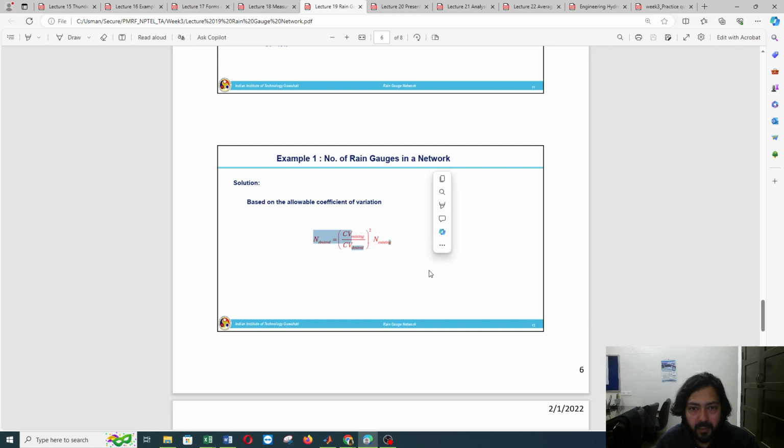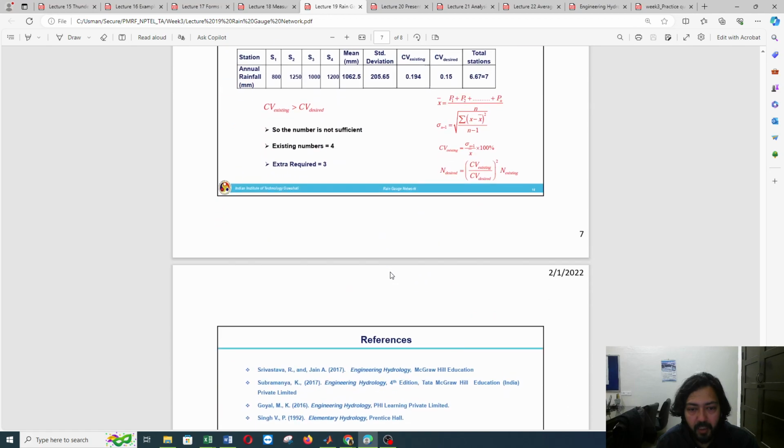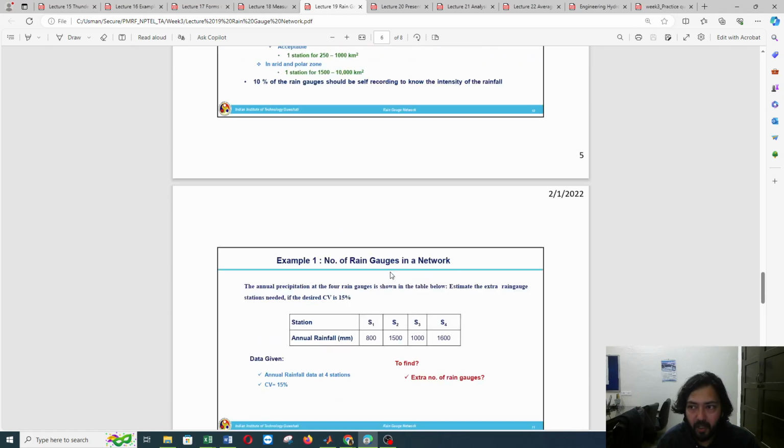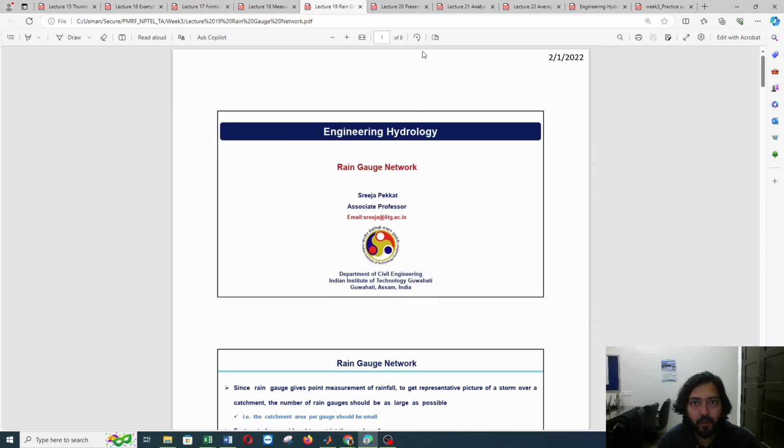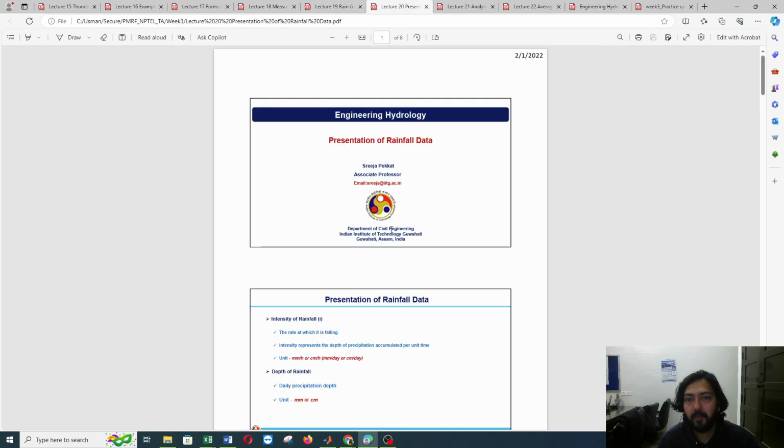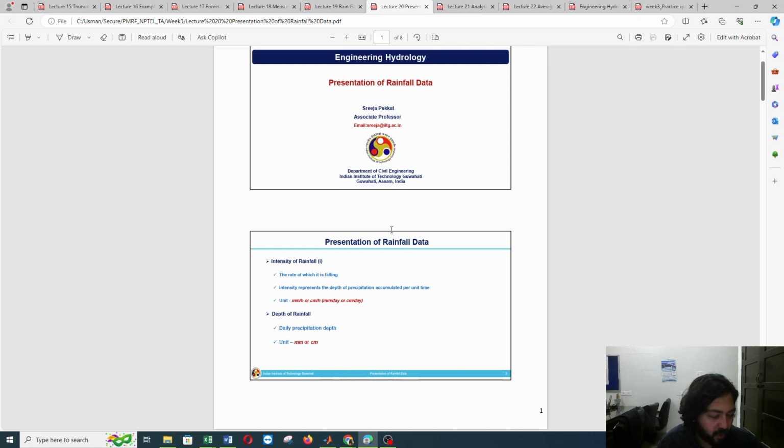Right? So this is how about we talked about the rain gauge network. So now that we know about the rain gauge network and we know how we collect the rainfall, the next thing is how we can represent the rainfall data set. So there are three different ways in which you can represent your rainfall data.